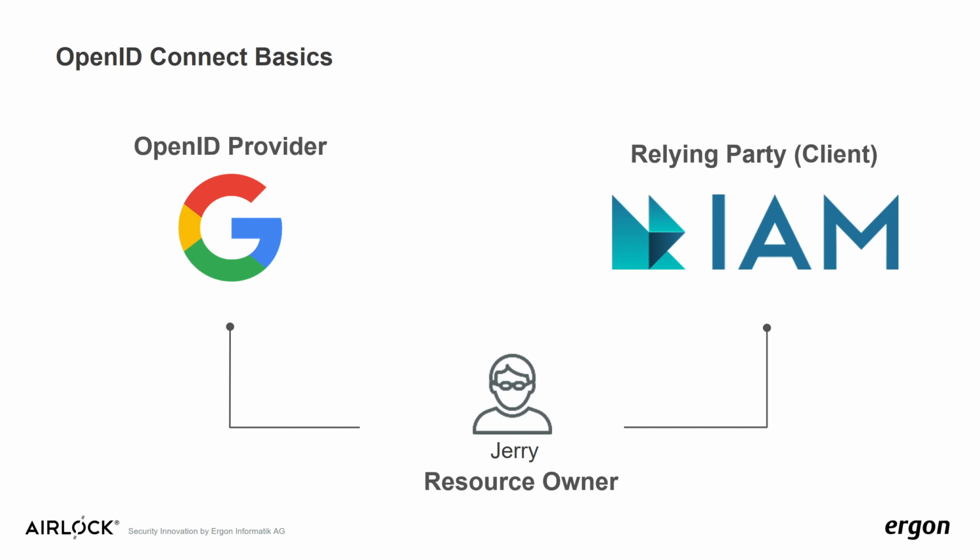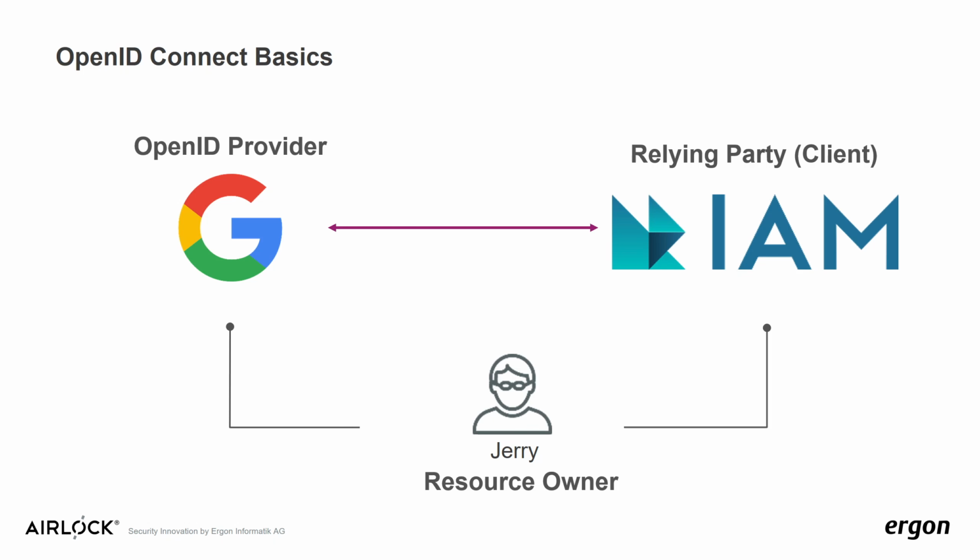Jerry is the resource owner. Google is the OpenID provider and Airlock IAM is the relying party. To establish a trust between OpenID provider and the relying party, we need to exchange some information. In this case, we need to register an OpenID client ID on the Google Cloud Platform. This will generate a client ID and a client secret.